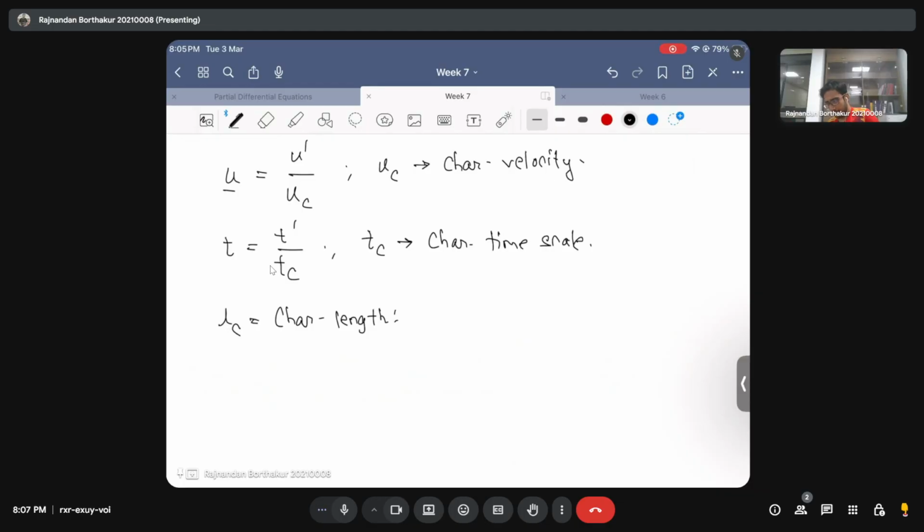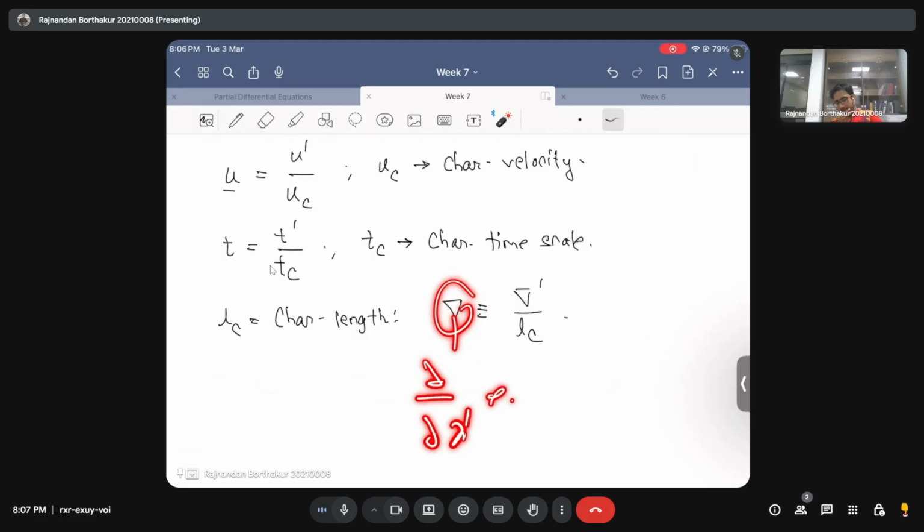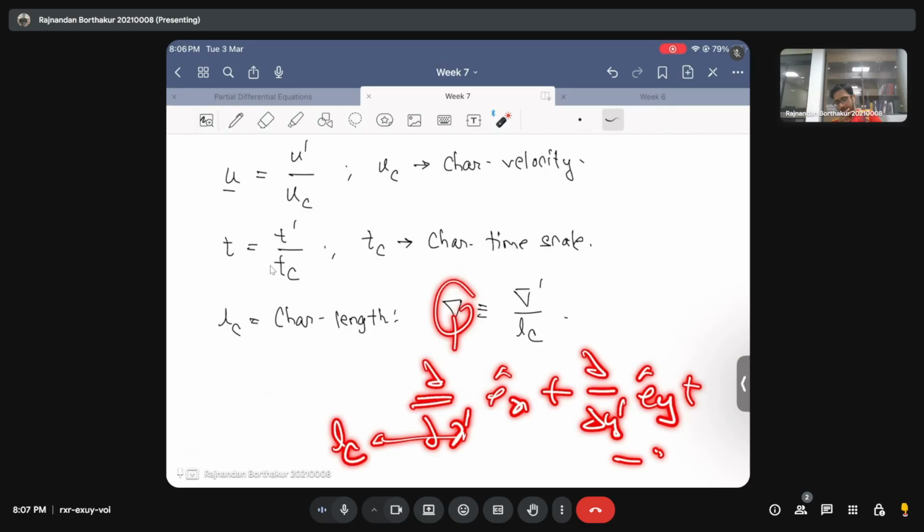Okay, and then I can define. So then I believe you can understand that my gradient will just change. So the non-dimensional gradient will just be equal to the dimensional gradient by LC. Okay, right? Because this gradient would be what? Del del x prime of ex plus del del y prime and so on, which means I can bring out the LC and then this becomes del del x just.